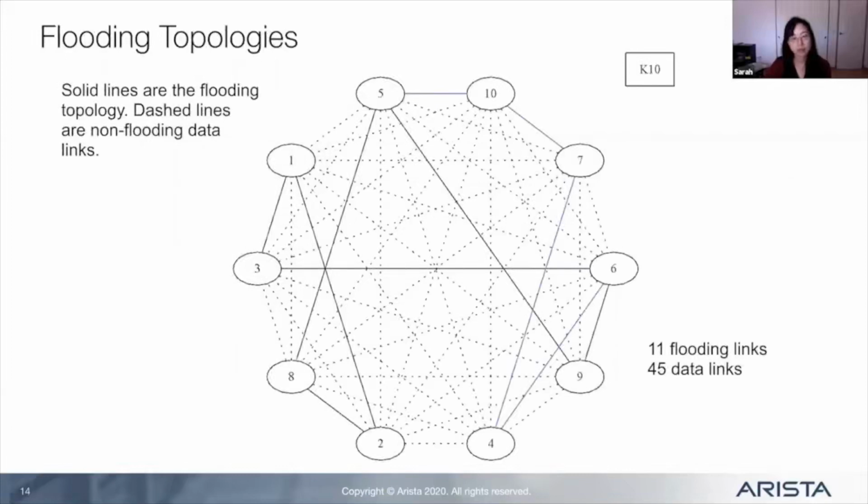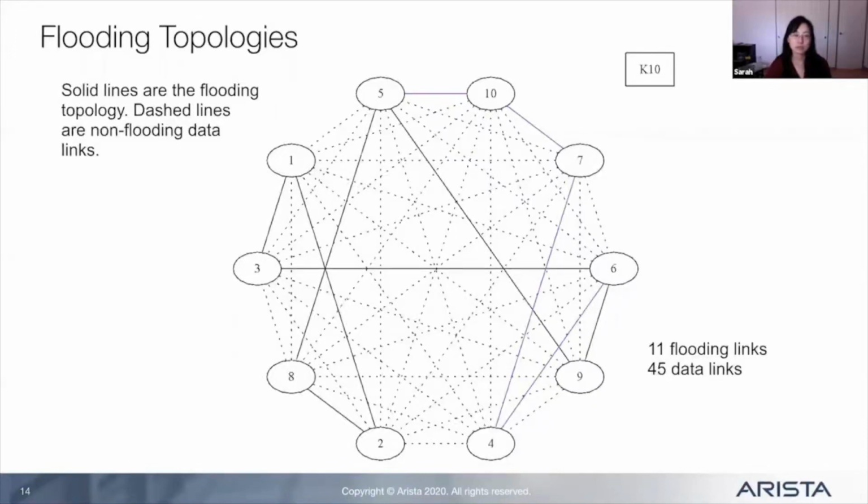Next I'm going to show you some results from our simulation. Here it shows a complete graph of 10 nodes. So 10 nodes are fully meshed, a total of 45 links. The solid lines, including the black and the purple ones, are the flooding topology. You can see that it's a really sparse subgraph of the original graph. And the dashed lines are the non-flooding data links.